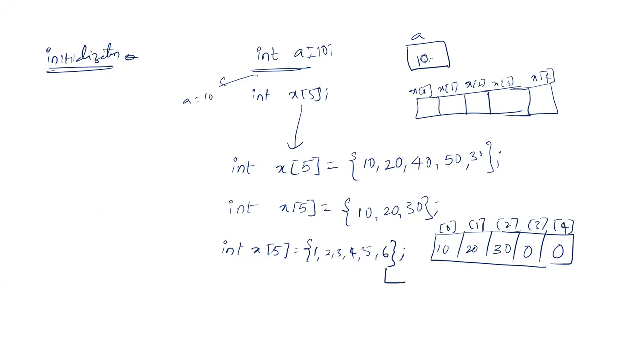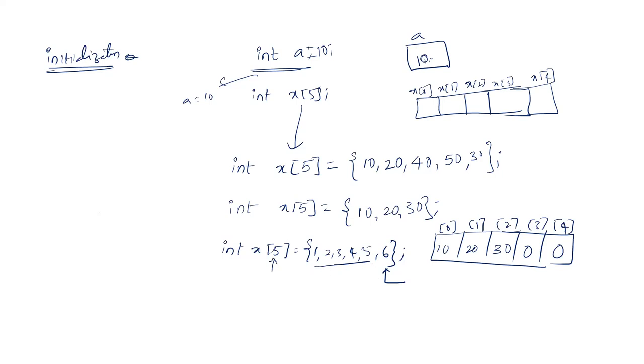Sorry, someone is making noise. Okay, so it ignores the 6th value. Sir, it only takes 1, 2, 3, 4 values and the last one. Oh yes, that is what I'm telling you. Only the first 5 values will be taken, given size 5.